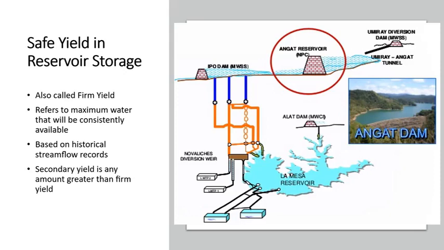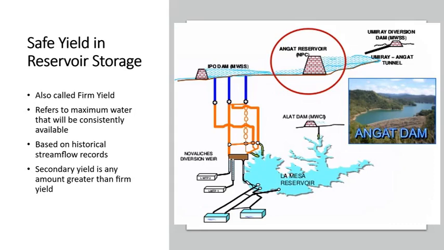Now, we can also talk about the safe yield in reservoir storage. Safe yield is also called firm yield, and this is all about the maximum water supply that is consistently available from the dam. And this number can be estimated from historical streamflow records. We also have another term called secondary yield, which is any amount greater than firm yield.